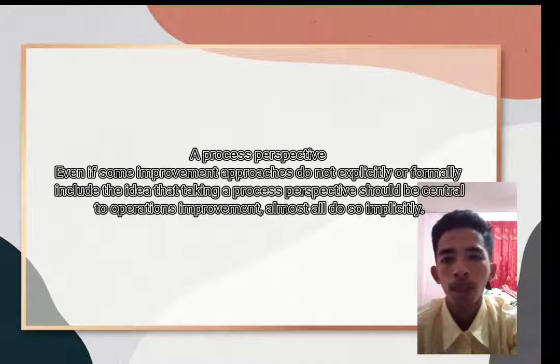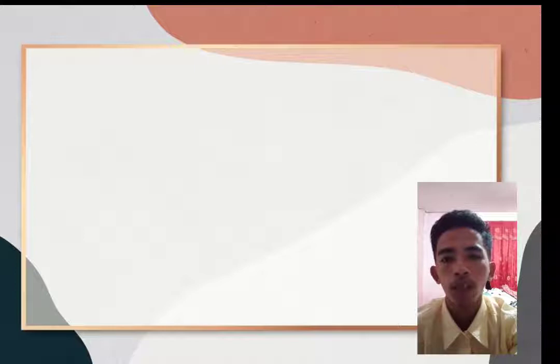A process perspective. Even if some improvement approaches do not explicitly or formally include the idea, the process perspective should be central to operation improvement, and almost all do so implicitly. There are two major advantages. First, it means the improvement can be focused on what actually happens rather than which part of the organization has responsibility for what happens. In other words, if improvement is not reflected in the process of creating products and services, then it is not really improvement as such.